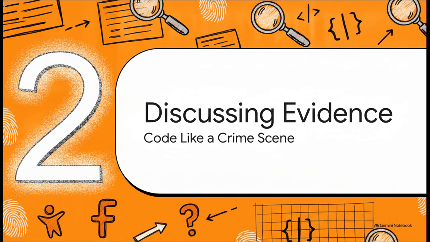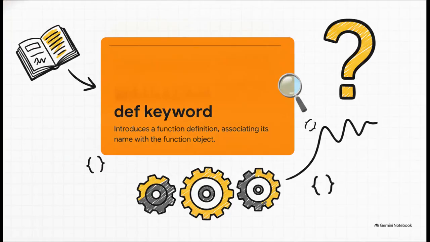Moving right along to Section 2, discussing the evidence. Okay, so we're going to treat our code like a crime scene, actively looking for evidence. When you look at how a function is set up, you're essentially looking at clues that tell you exactly how you're allowed to call it, and every good investigation starts with the def keyword. As the Python docs state, the keyword def introduces a function definition. It absolutely must be followed by the function name and a parenthesized list of formal parameters.